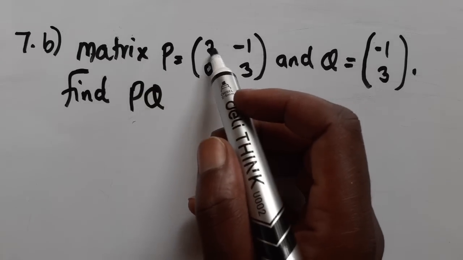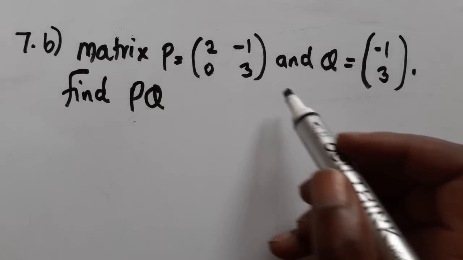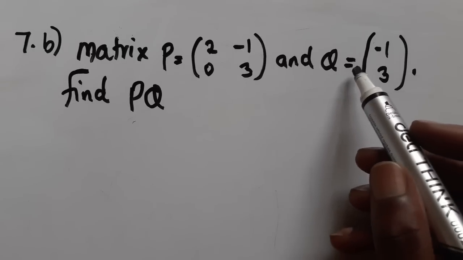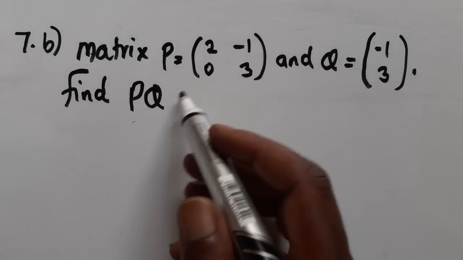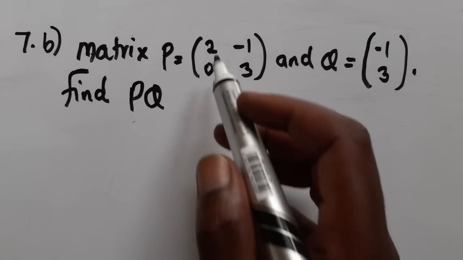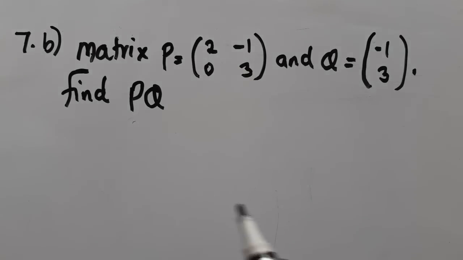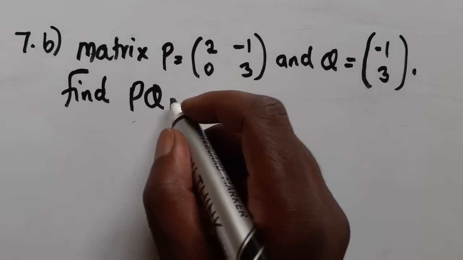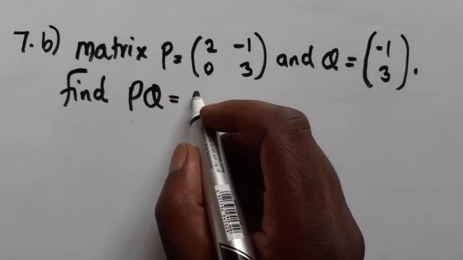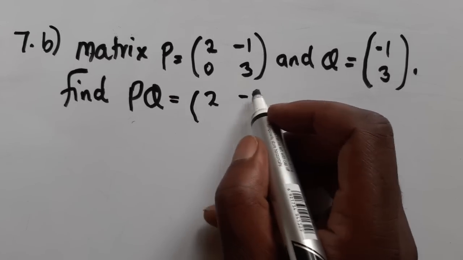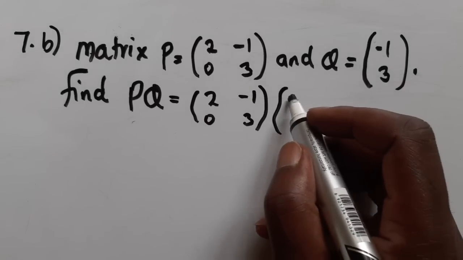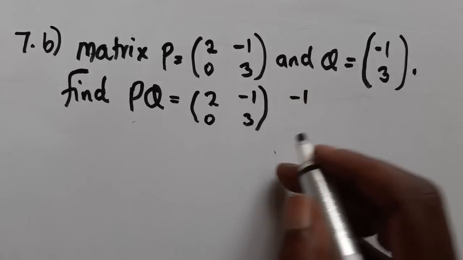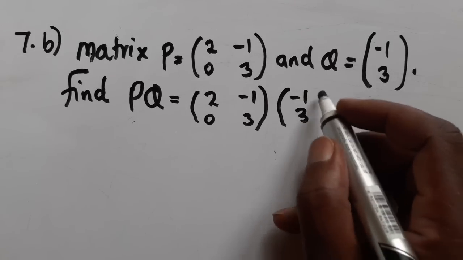Matrix P is 2, negative 1, 0, 3. And matrix Q, negative 1 and 3. So find the product. This is multiplication, meaning we have to multiply these two matrices. Are we together, ladies and gentlemen? So how do we multiply these matrices? P multiplied by Q is equal to 2, negative 1, 0, 3 multiplied by negative 1 and 3.